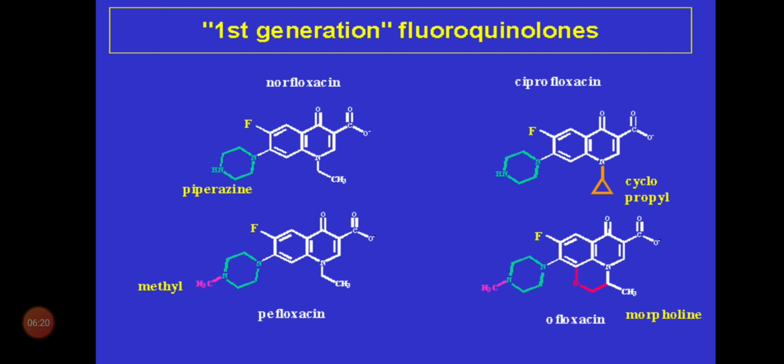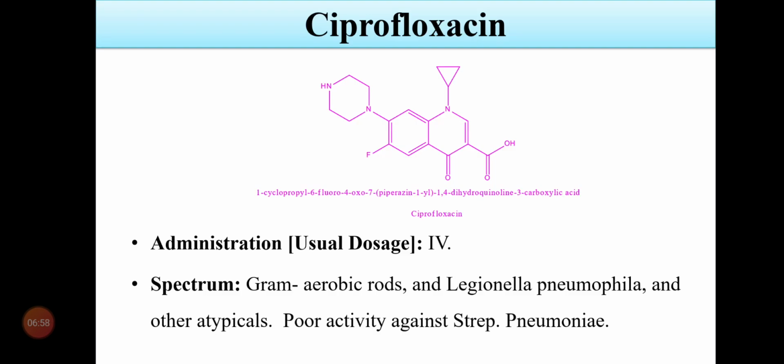This slide gives you a feel for the first generation fluoroquinolones. All first generation fluoroquinolone structures and their modifications are shown in this slide. First is norfloxacin, where the piperazine ring is attached. Second is ciprofloxacin, in which a cyclopropyl group is attached at the N1 position. Pefloxacin has a methyl substitution on the piperazine ring. Ofloxacin has a morpholine ring, and the rest of the structure is again the same as pefloxacin.